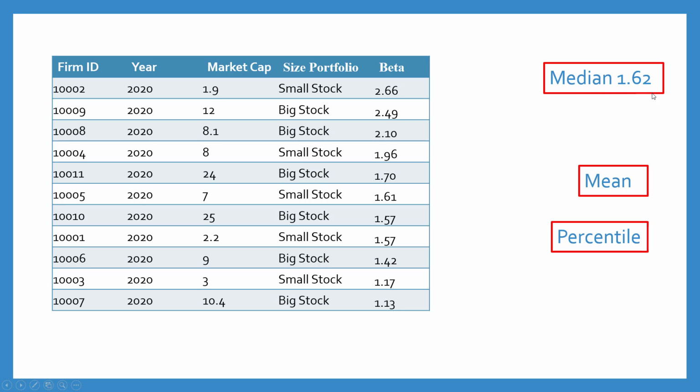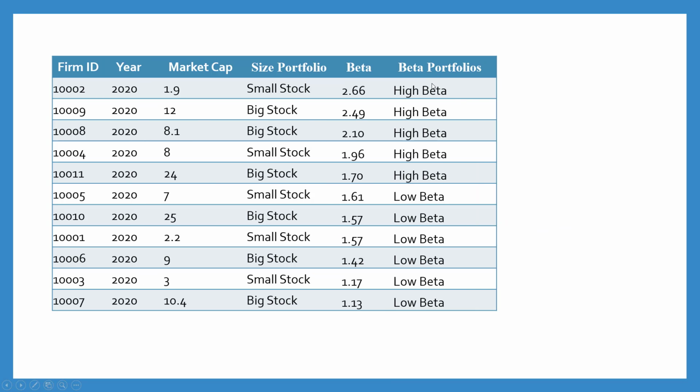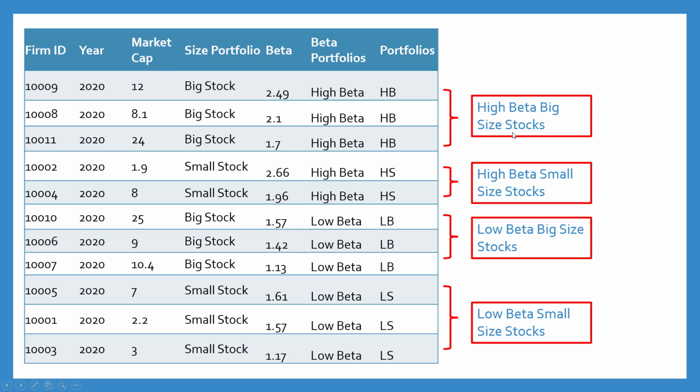So we have a median of 1.62. All these stocks that are less than 1.62 would become low beta stocks, and all these stocks that are higher than 1.62 would become the high beta stocks. Now let's create a column where we would have high beta and low beta stocks. Now, how would we calculate the portfolio return, and what does portfolio specifically mean in this case? If we look at this specific stock, this is a small stock but a high beta stock. So we would assign a specific portfolio to these stocks.